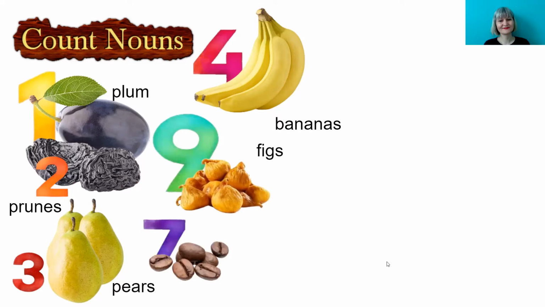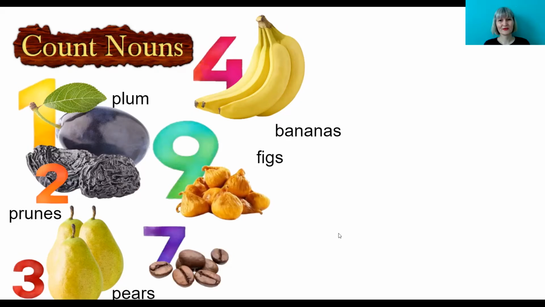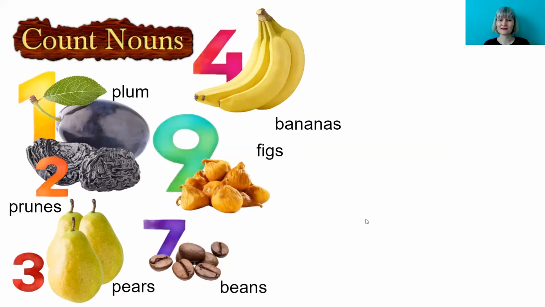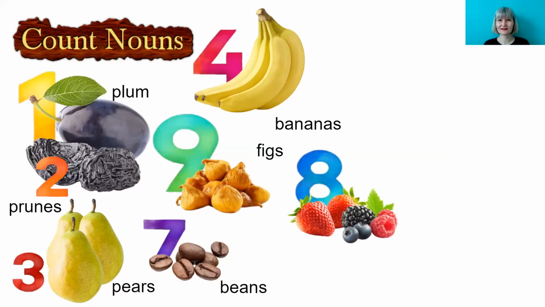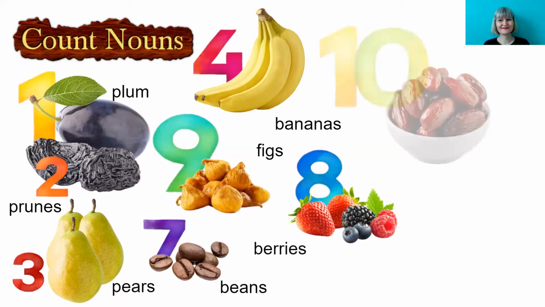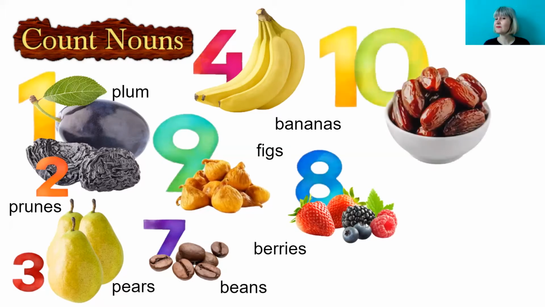7. You guys remember this one? These are called beans. They are coffee beans. So 7 beans. 8. Berries. 10. Again, last class. Dates.